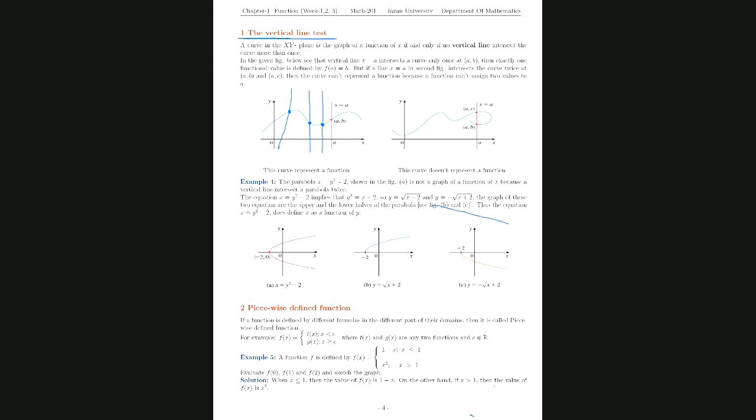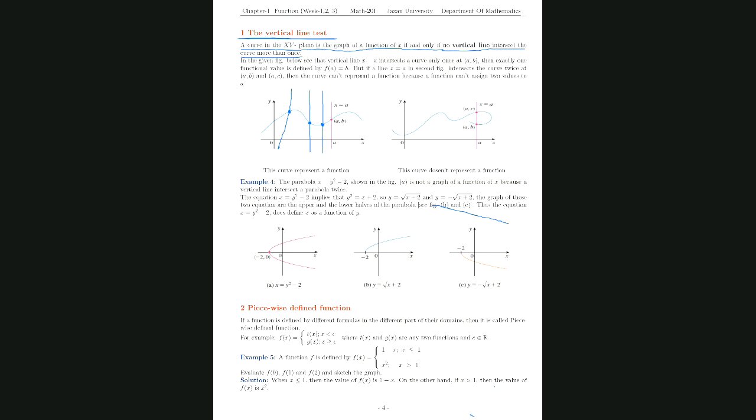So what is the rule? A curve in the xy plane is the graph of a function of x if and only if no vertical line intersects the curve more than once. If no vertical line cuts the graph at more than one point, and each vertical line cuts it at only one point, then this graph is a function of x.